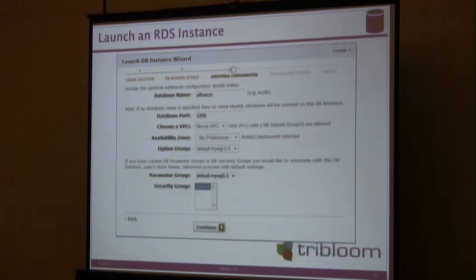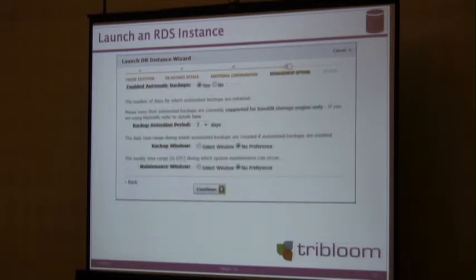More configuration, you give it the name of the database that you want to start up. Which port number, if you don't want to use the default of 3306, you can change that. Whether to use virtual private cloud or not. Some of this is grayed out because I chose multi-availability zone earlier. So obviously you can't choose one if you're using multiple already. And then you can set a security group which controls who has access to your RDS instance, just like you would with an EC2 instance.